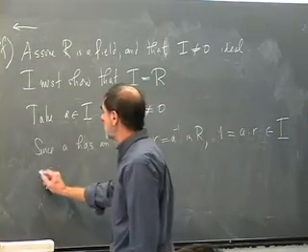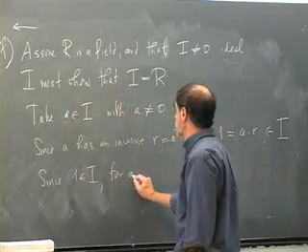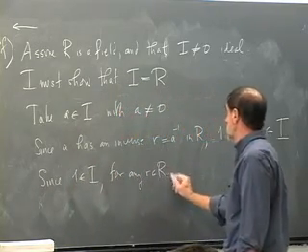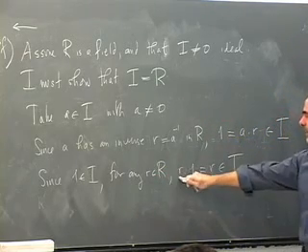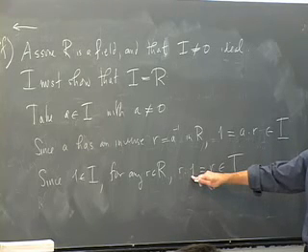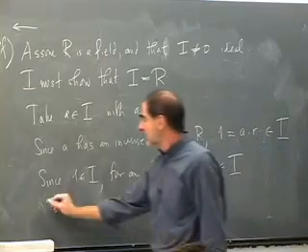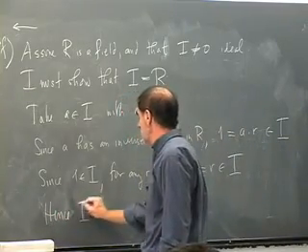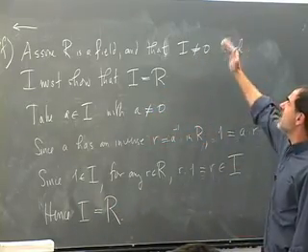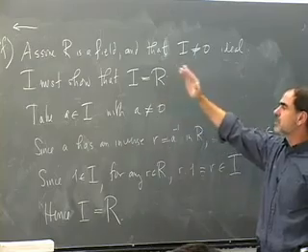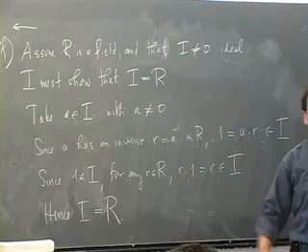Since 1 is in the ideal, for any R in R, R times 1, which is R, is in the ideal. Here's an element of the ring. Here's an element of the ideal. Okay? So that just proves that any element is in the ideal. So hence, I is equal to R. So if you're in a field and you have any non-zero element in an ideal, then multiplying it by its inverse shows 1 is in the ideal. Then multiplying by any element shows that the ideal is the entire ring.